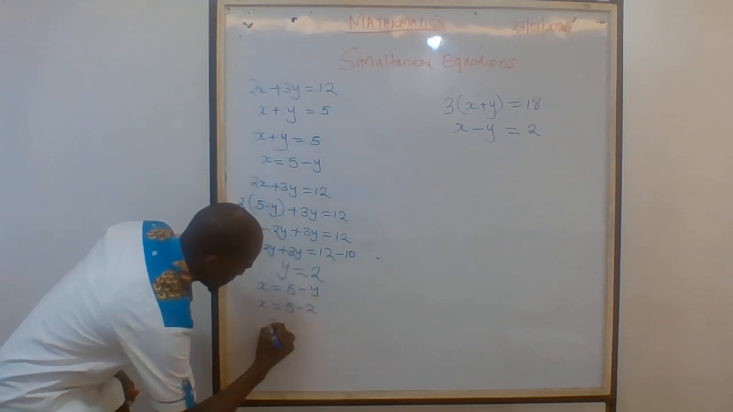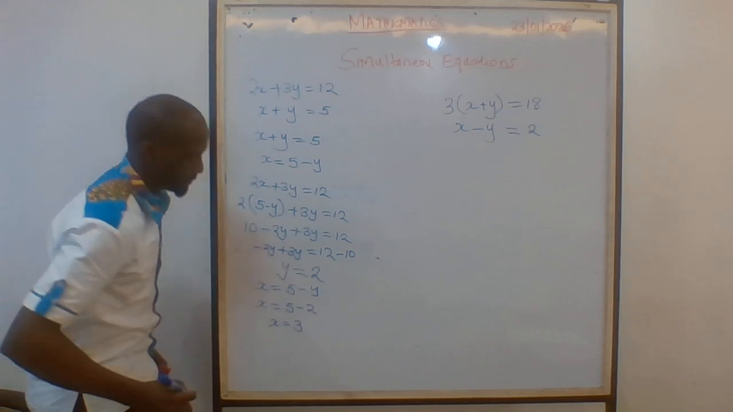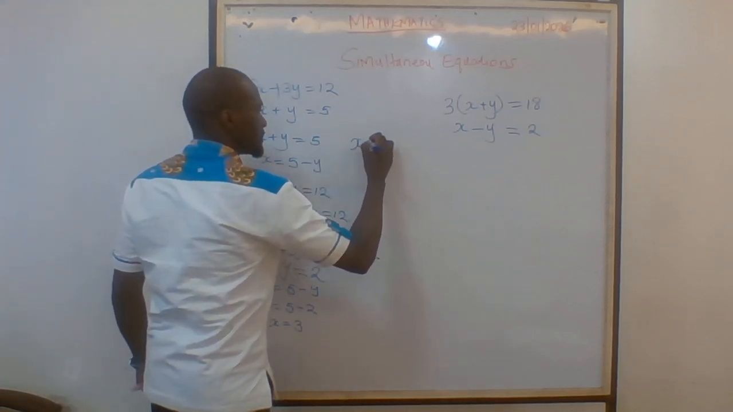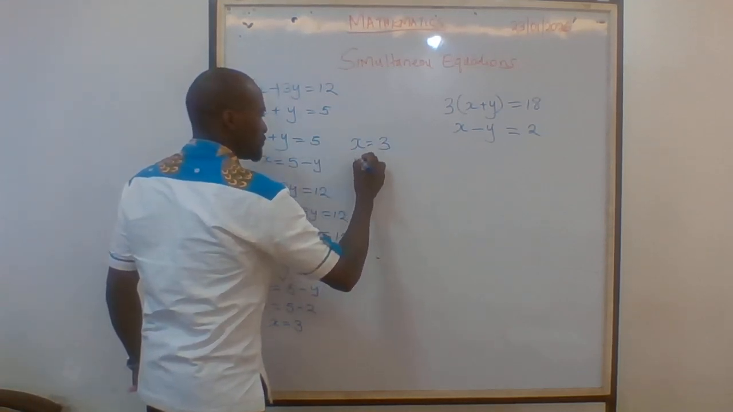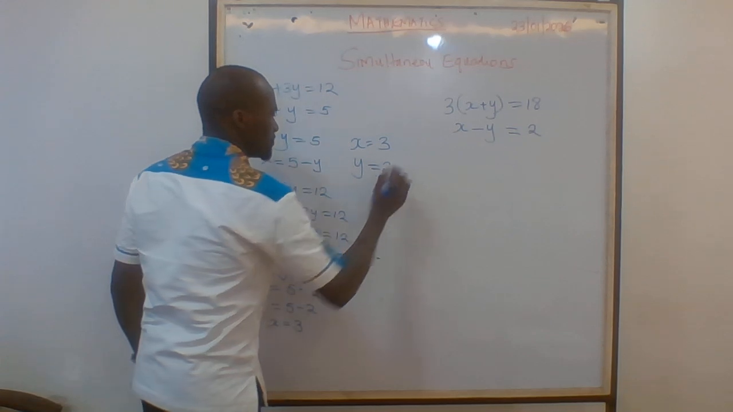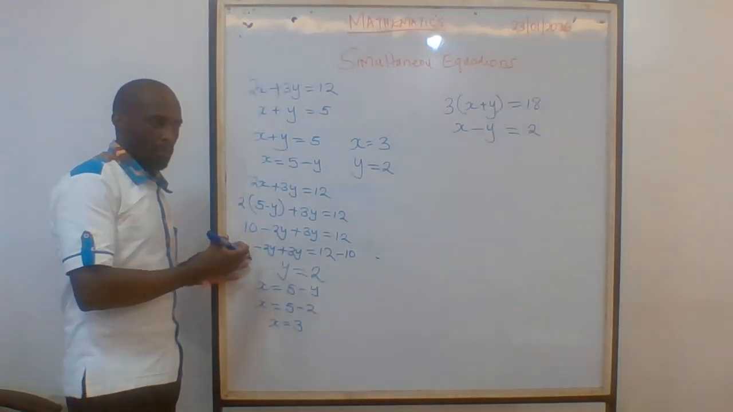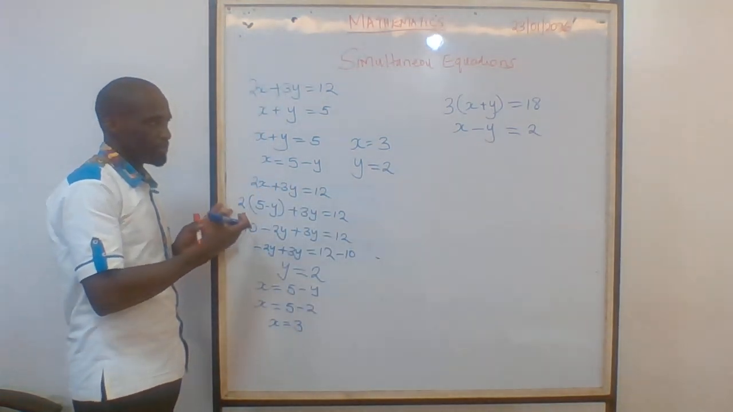And therefore, x is equal to 3. So our value for x is 3, and our value for y is 2. That is when we are working with the substitution method.